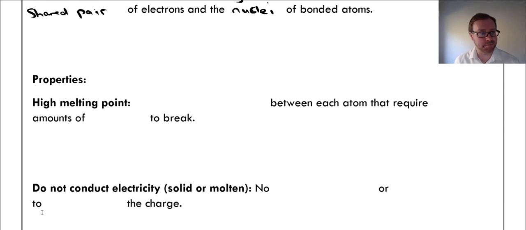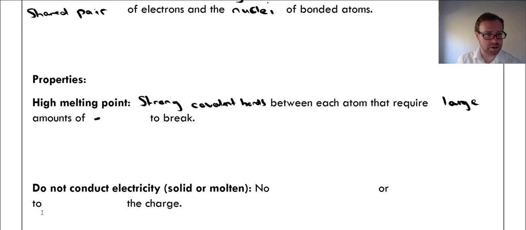Okay, so moving on to the properties of giant covalent structures. They have high melting points, and that's because they have strong covalent bonds between each atom that require large amounts of energy to break.